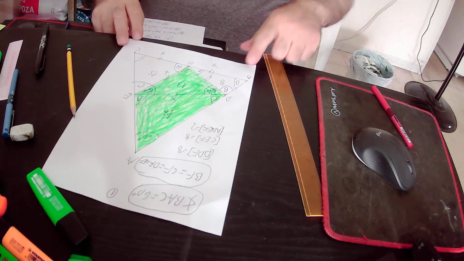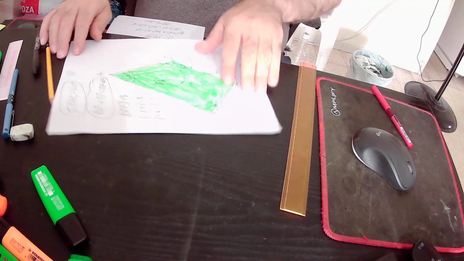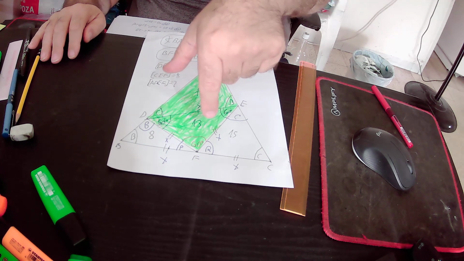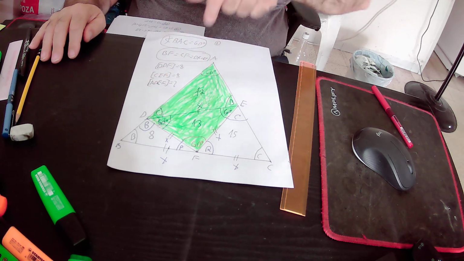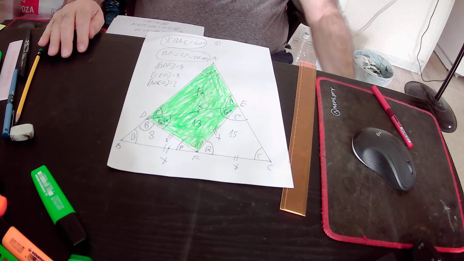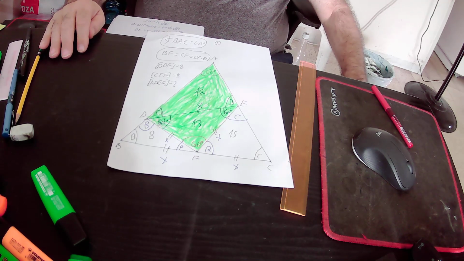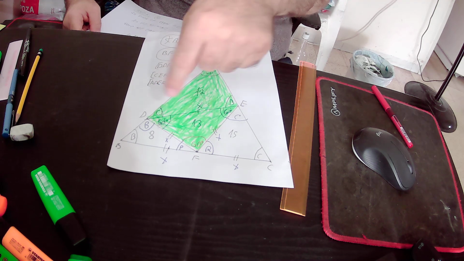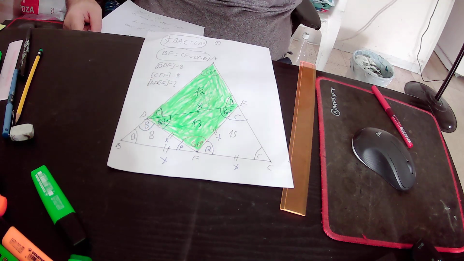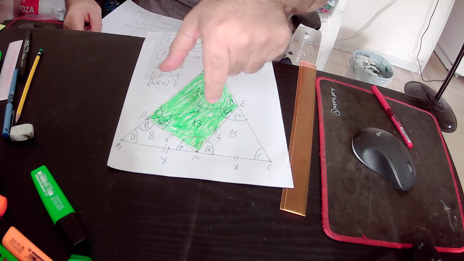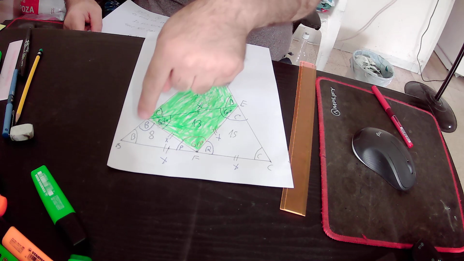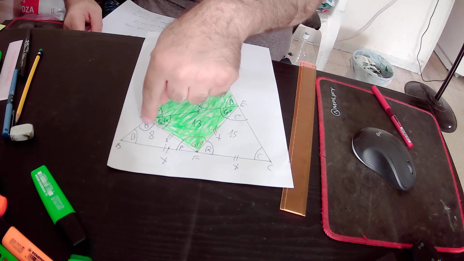If you look at triangle BDF, in this triangle we know that DF equals BF, and in front of DF we have angle B. So in front of BF we must have the same angle. So if this angle is B, this angle must also be equal to B.